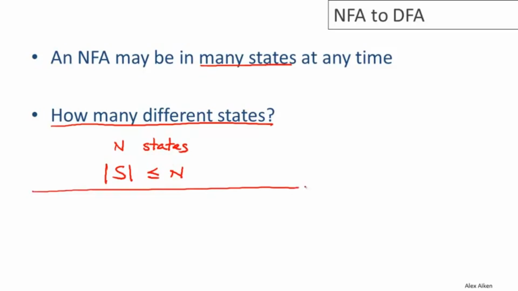Now, if instead I want to know the number of different subsets, well, how many different subsets are there of n things? Well, that means there are 2 to the n minus 1 possible subsets of n states. And there's something very interesting about this number. First of all, it's a very big number, so clearly the NFA can get into lots of different configurations, particularly one that has a lot of different states. But the important thing is that this is a finite set of possible configurations.